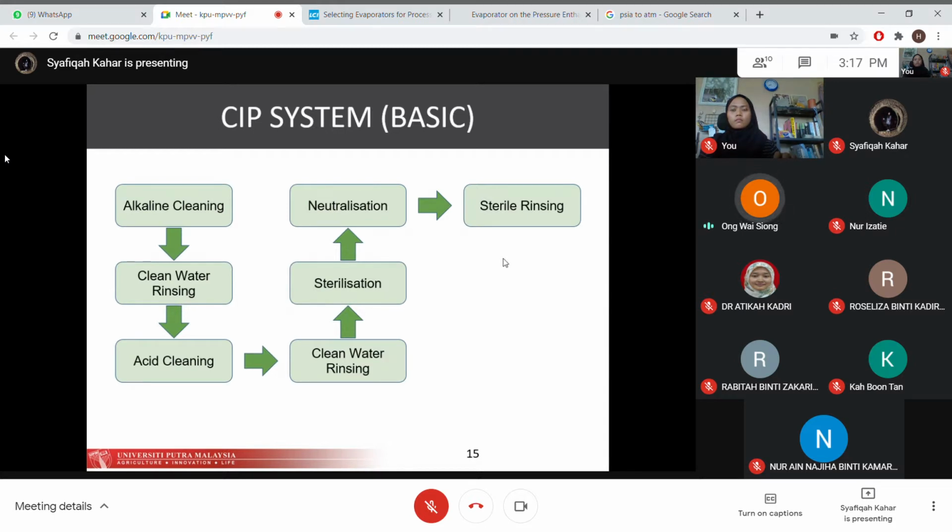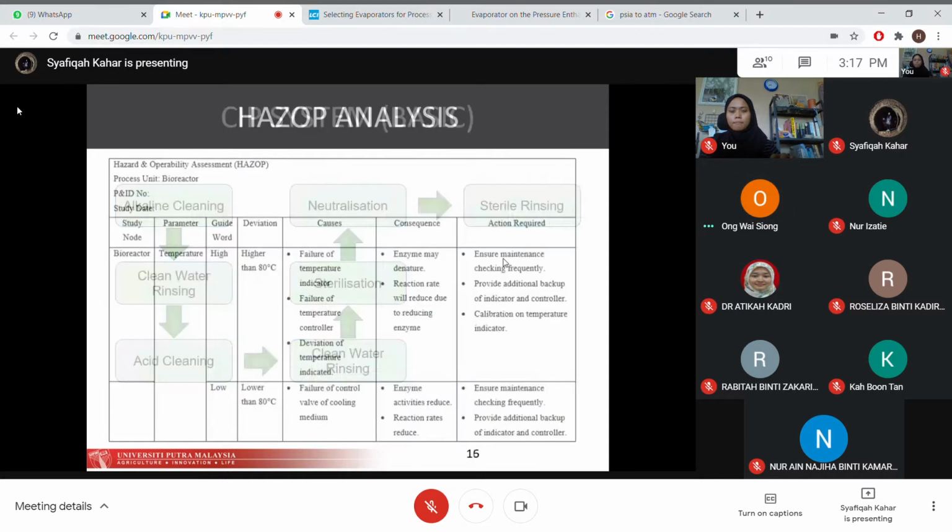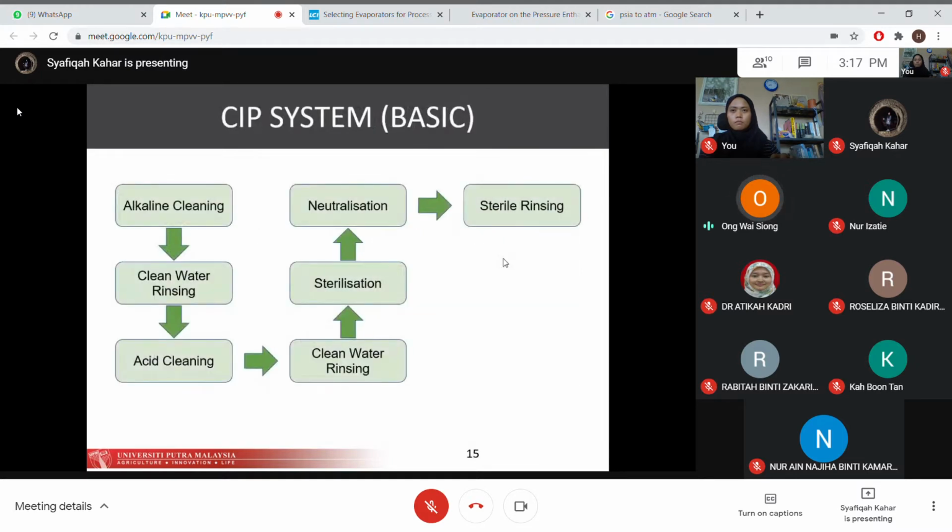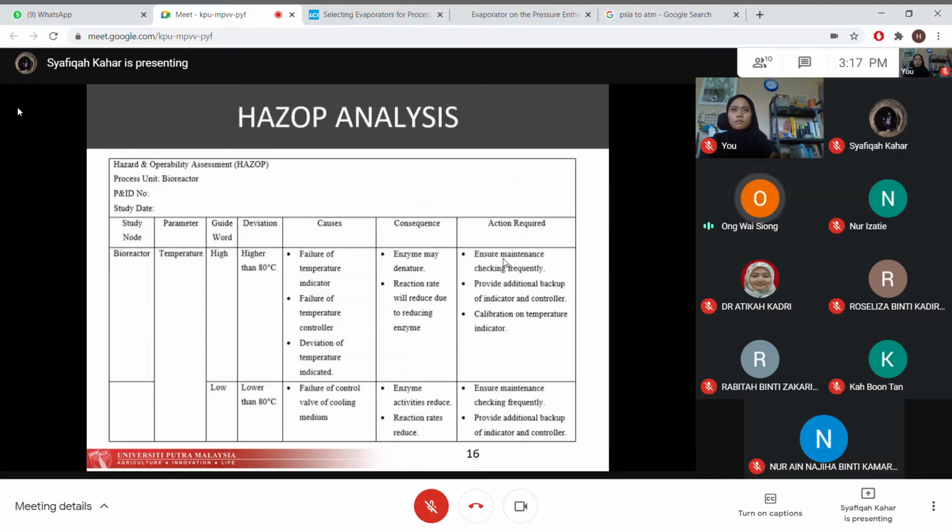Alkaline is being used in cleaning the reactor at first, and then using clean water to rinse it, followed by acid cleaning, then followed by clean water rinsing again. Then after that, sterilization is performed, and neutralization is followed, and finally sterile rinsing. So this is the CIP system, and then the next one will be hazard analysis.